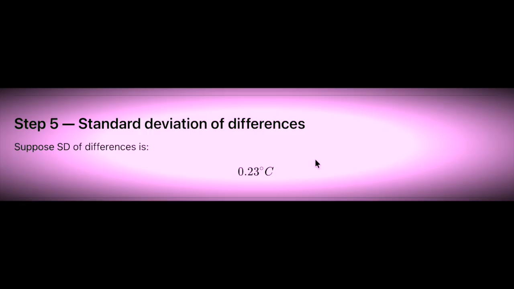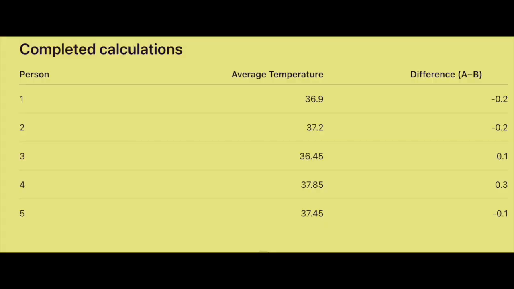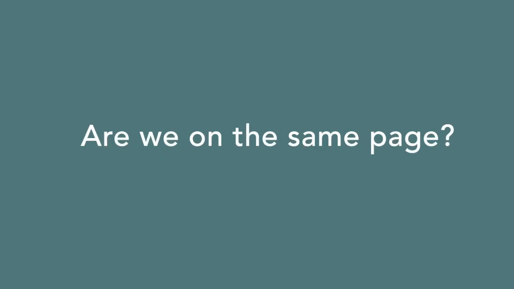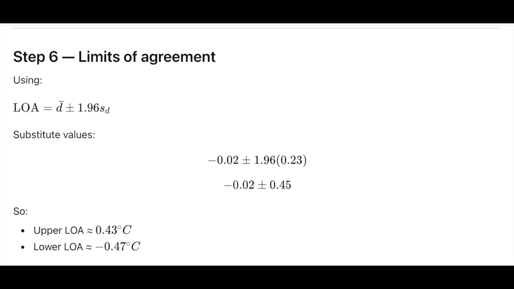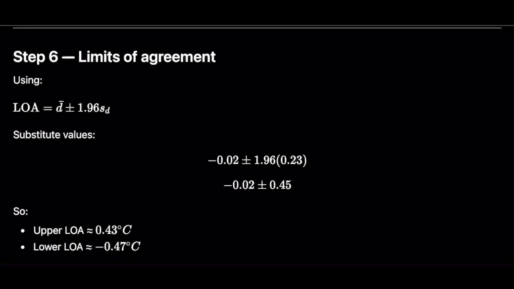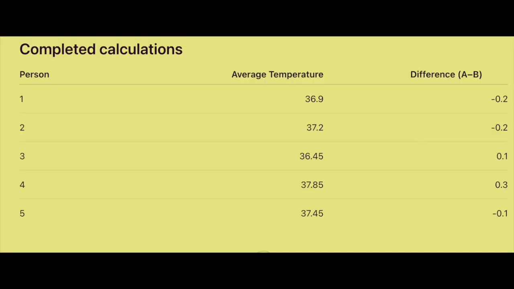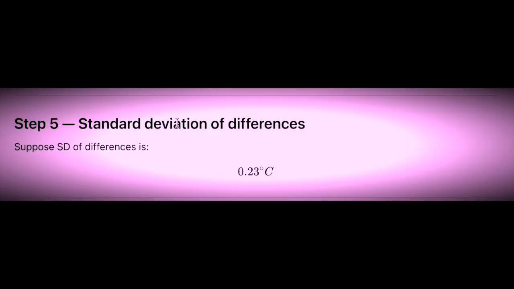And as you know, if you're using Excel, you can actually just use the formula that pops up to measure the standard deviation of the differences. And suppose we get 0.23 degrees Celsius. Are we on the same page? We have another step, and here we want to look at the limits of agreement. So that's the bit where we talked about the difference plus or minus 1.96 multiplied by your standard deviation, which we've calculated. So we've looked at the differences already, and we've now looked at the standard deviation.